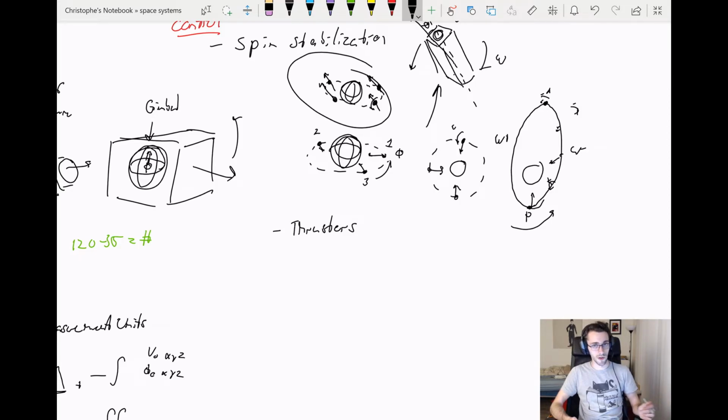Thrusters come in a lot of different flavors. You can have cold gas thrusters, as well as hot gas or ion thrusters.